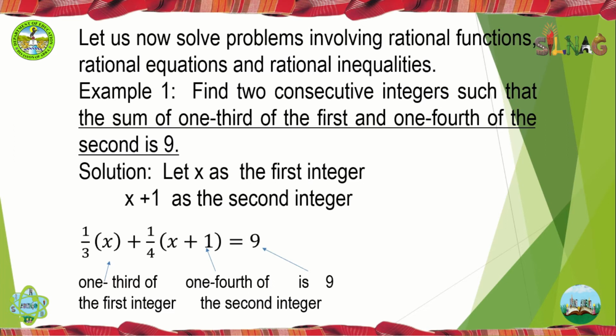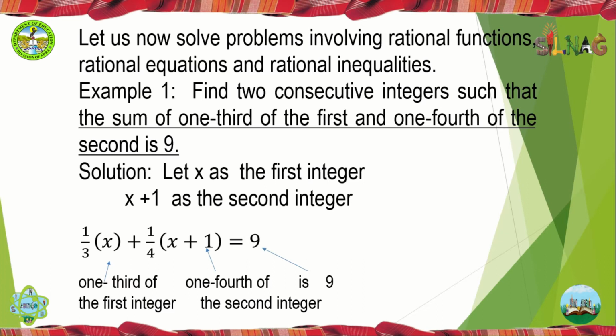So we have the solution. First step, we have to represent the unknowns. Since we are looking for consecutive integers, we represent the first integer as x and the second integer as x plus 1. But if the given is consecutive even integers, you will represent the first integer as x and the second even integer will be x plus 2.